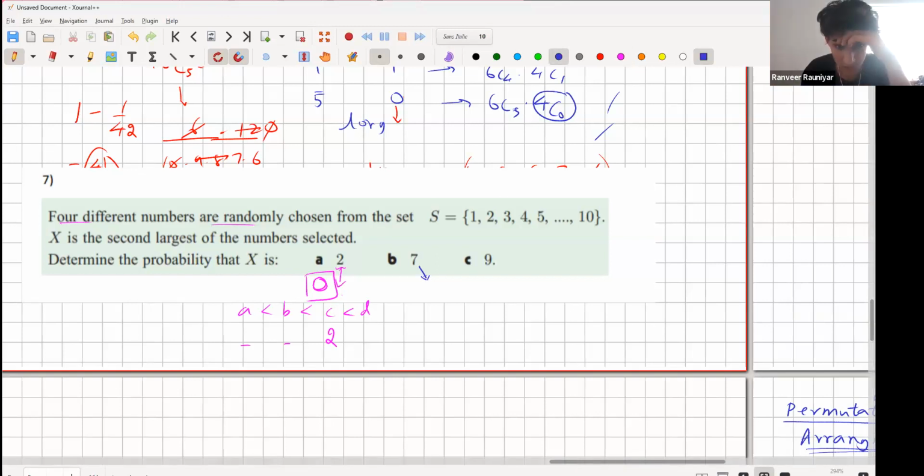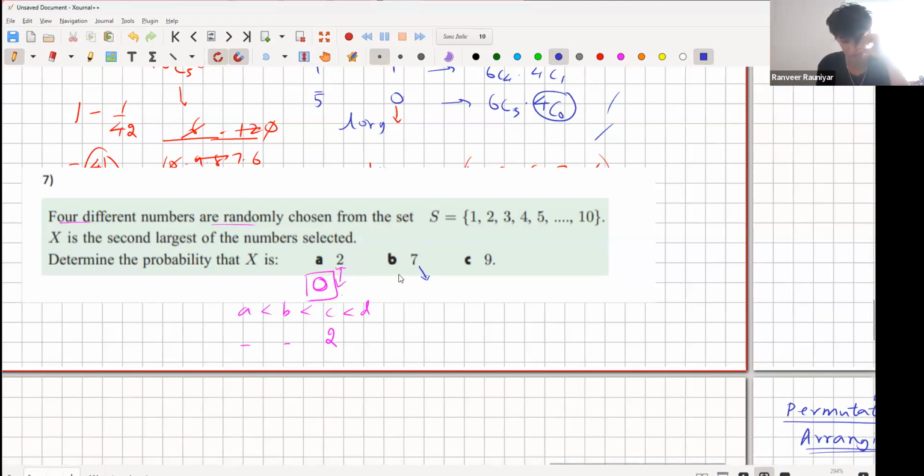So I didn't understand this question. Which part was not clear? Did you spend enough time going through? Didn't get how to do the operation. Okay, so which part is not clear? It's in English. It's very clear, right? 4 different numbers are randomly chosen from a set of 1 to 10.